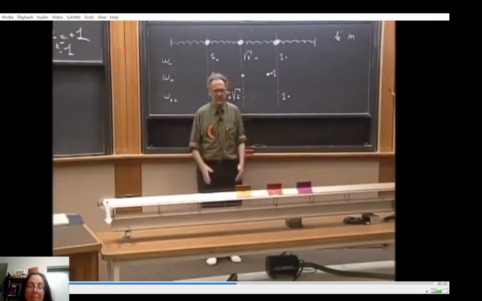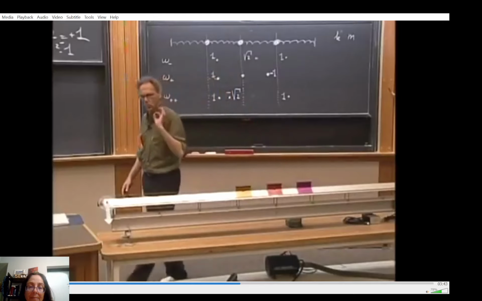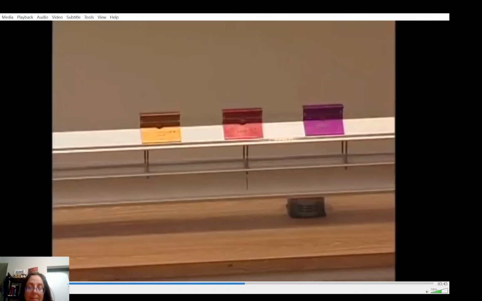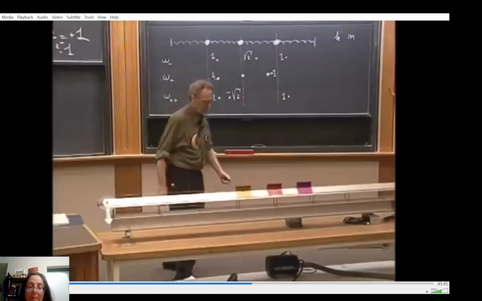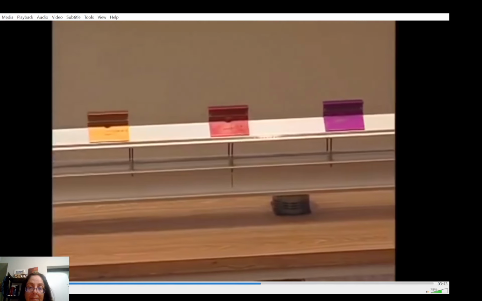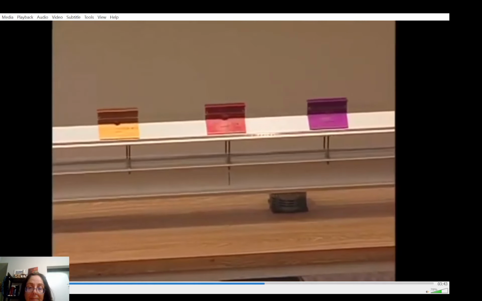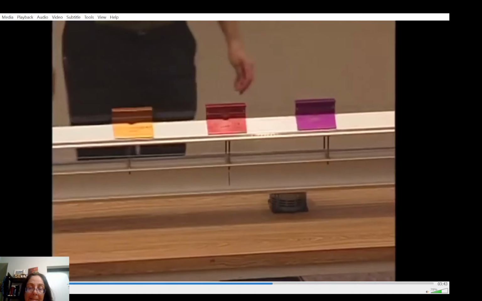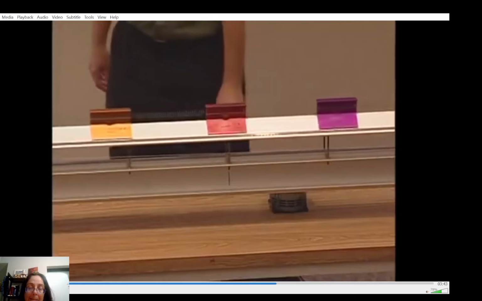That's right. It's going to oscillate in the superposition of 3 normal modes, but there is only one. That's the omega plus. Impressive, isn't it? Next one.